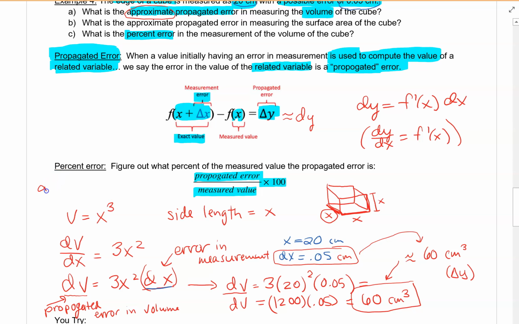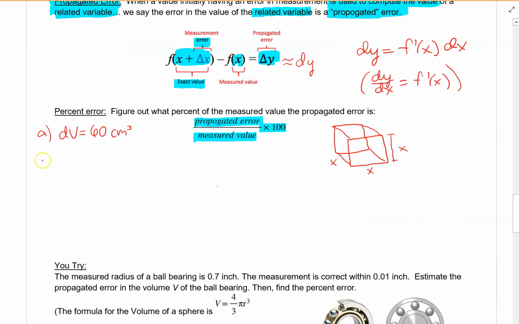Part B is wanting to know what the propagated error in surface area would be. So just like in related rates, we have to start by relating surface area to the side of the cube. Since the dimensions of a cube are all the same, it's basically composed of 6 squares. If I were to add up all 6 sides, they all have an area of x squared, and there's 6 of them. So the surface area of this cube is 6x squared.